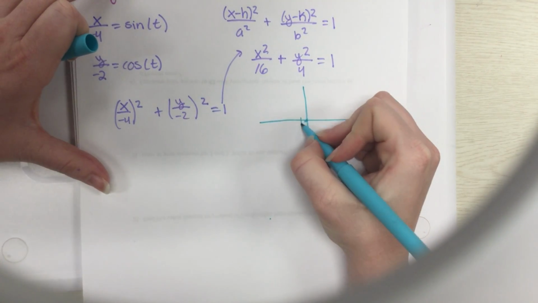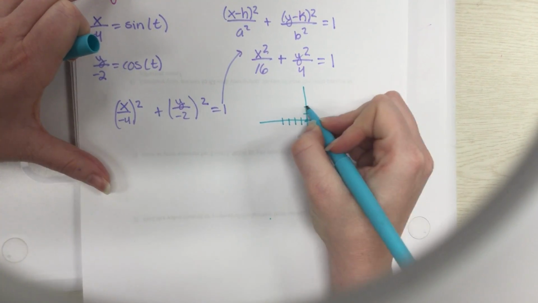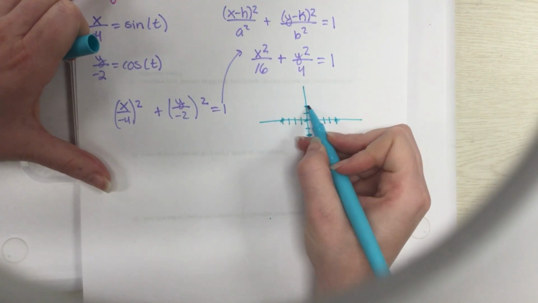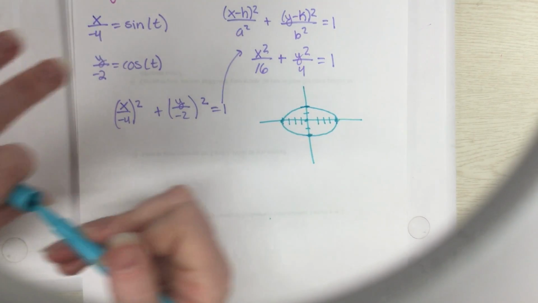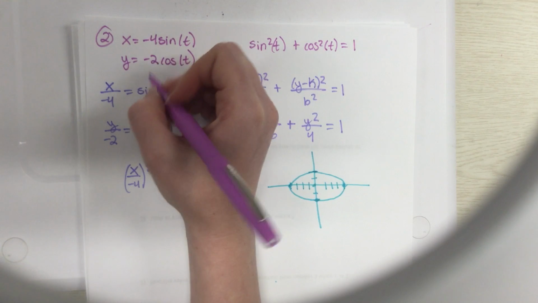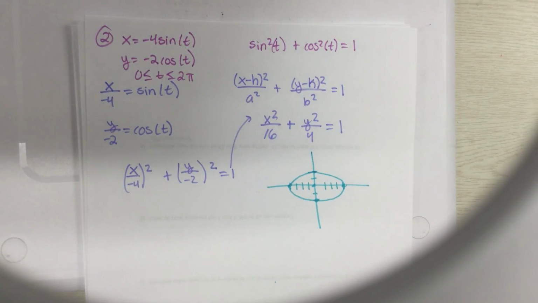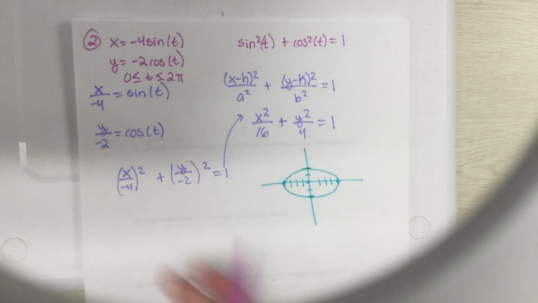And we're going to go right 1, 2, 3, 4, and left 1, 2, 3, 4, and up and down 2. And so this is my ellipse right now. So that's the full ellipse. Oh, I forgot to write up here. Our interval is, again, 0 to 2 pi. Okay, so that's our ellipse, but what we need to figure out is what direction we're going.